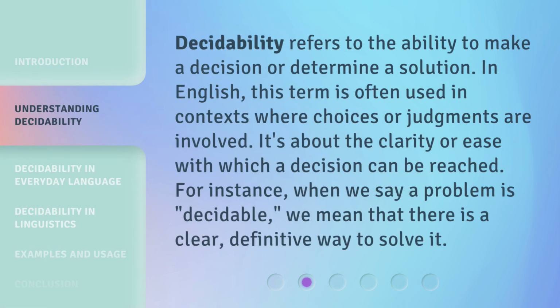Decidability refers to the ability to make a decision or determine a solution. In English, this term is often used in contexts where choices or judgments are involved. It's about the clarity or ease with which a decision can be reached. For instance, when we say a problem is decidable, we mean that there is a clear, definitive way to solve it.